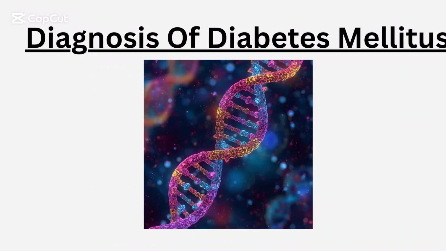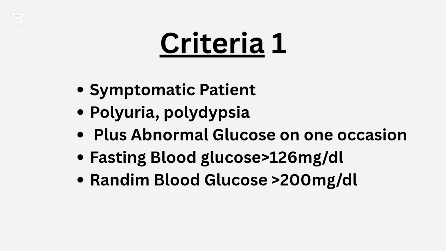Hello students, today we will discuss the diagnosis of diabetes mellitus. So we will diagnose a patient with diabetes mellitus. Diabetes is a condition in which blood glucose level increases from normal. It may be due to absolute insulin deficiency like in type 1 diabetes mellitus, or it may be due to insulin resistance like in case of type 2 diabetes mellitus.